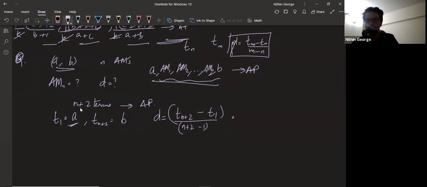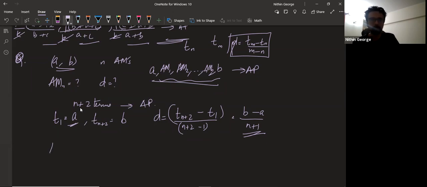Right? So here, this is what I did here. So Tn plus 2 minus T1. Tn plus 2 is B, T1 is A, and then this becomes n plus 1. This is the common difference, B minus A by n plus 1. Okay. So with this, we can find anything we want.